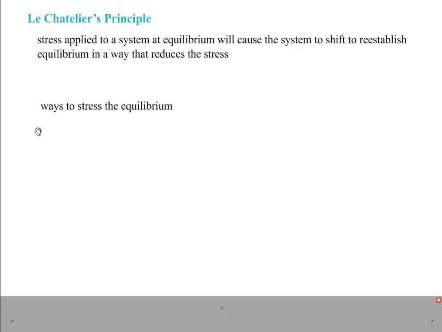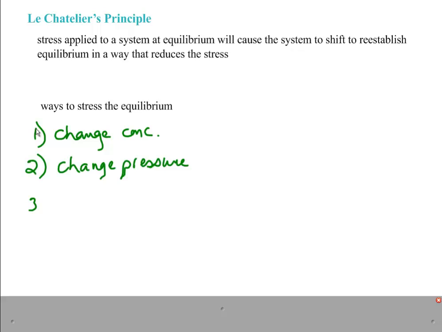There's several ways that I can stress an equilibrium system to cause it to change. First way I can do that is change concentration. So if I add more reactants to a constant volume, or if I remove some reactants or some products, I'm changing the concentration of one of the species. I can change the pressure, if I'm dealing with gases. Third thing I can do is change the temperature.